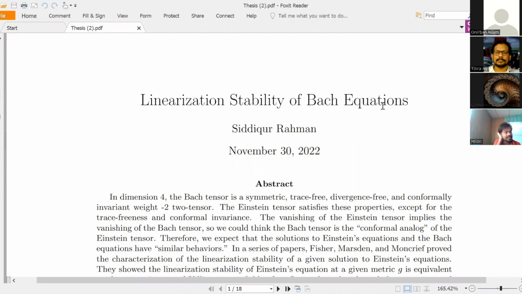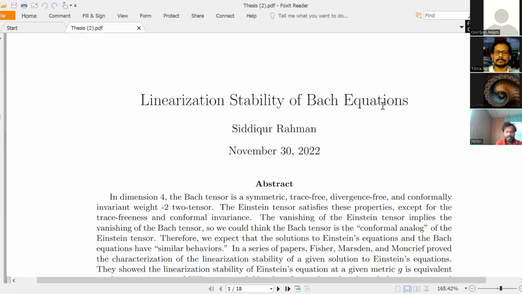Since it's a very complicated second order PDE, finding the solution space, another way of saying finding the kernel of the operator, is pretty difficult. So what we try to understand is the nature of the solution space.